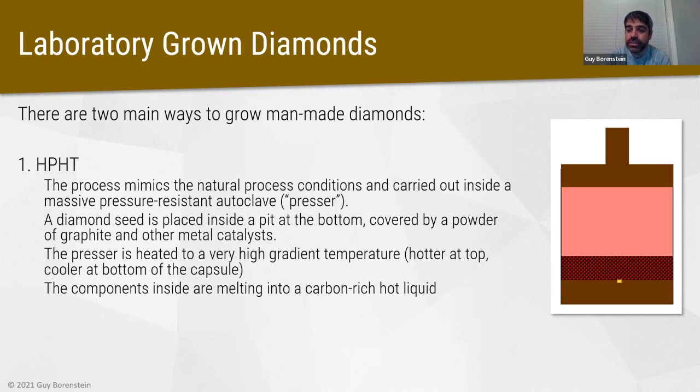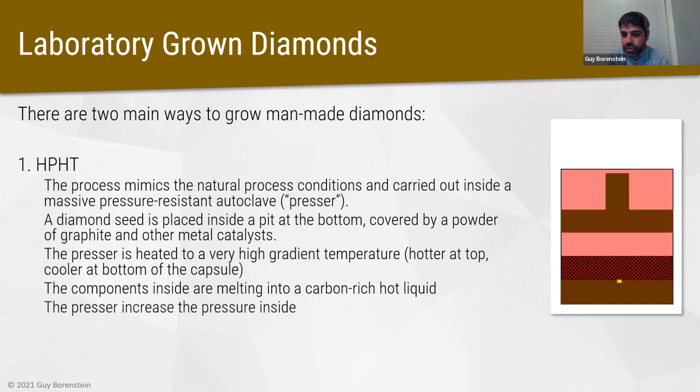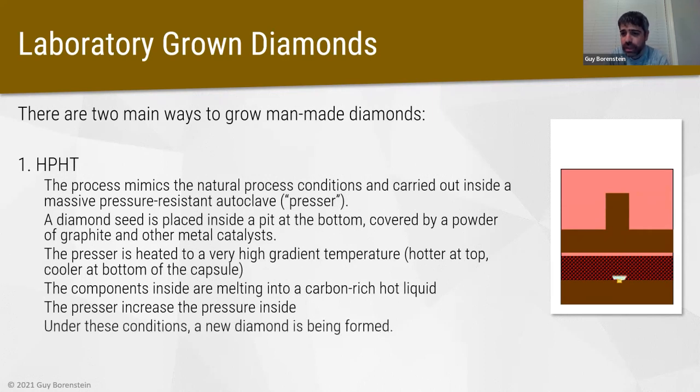Now, the problem is that we just melted graphite. If we let it cool down, it will just solidify back into a very big chunk of graphite, because we have only heat here. We need also to create the pressure that creates the diamond. So what we are doing, we are pressing on the chamber, squeezing it to create the aggressive atmosphere that we need in order to grow the diamonds. And only in this case, the diamonds are actually being grown.